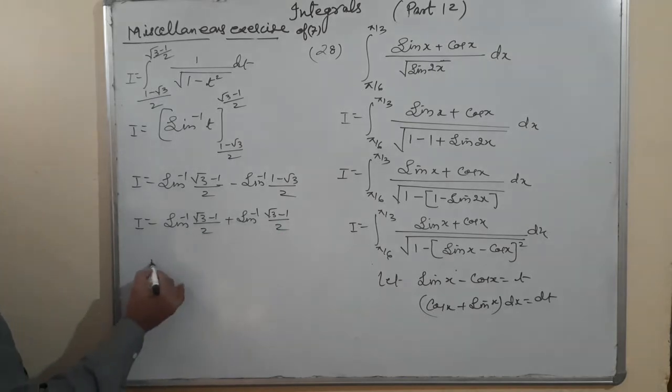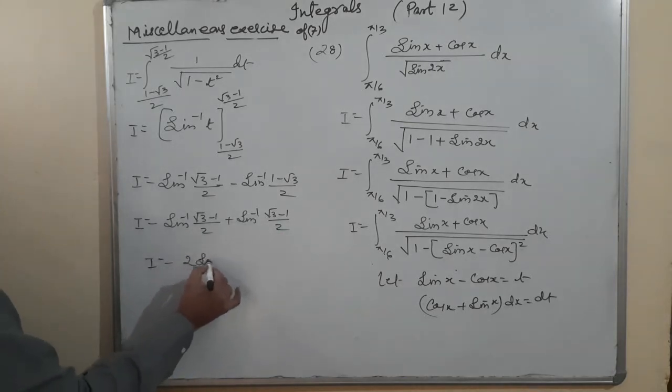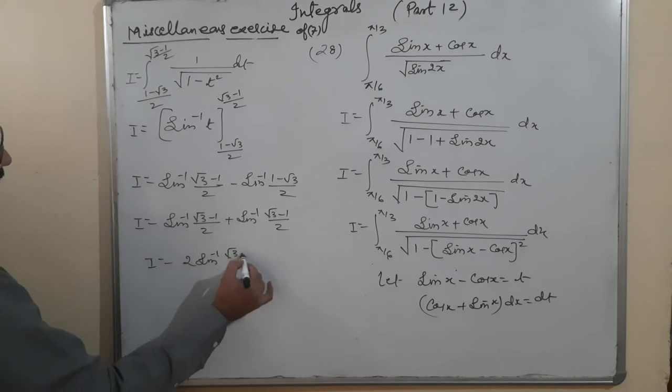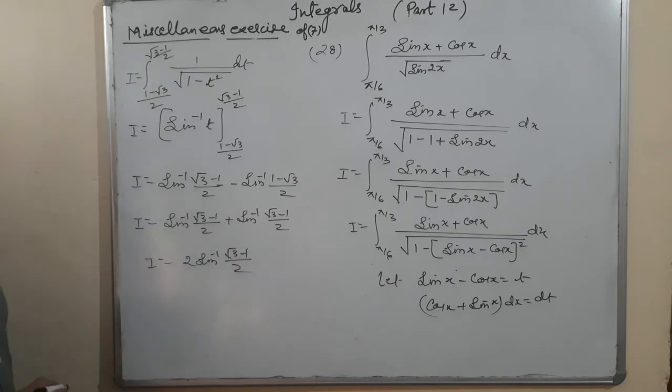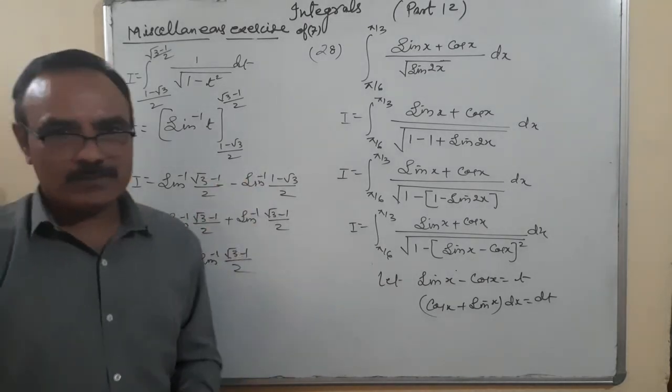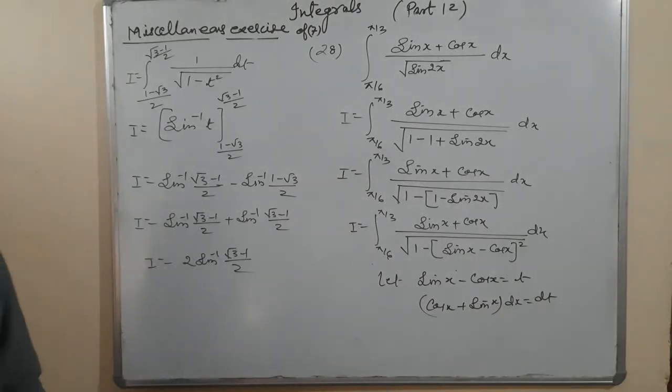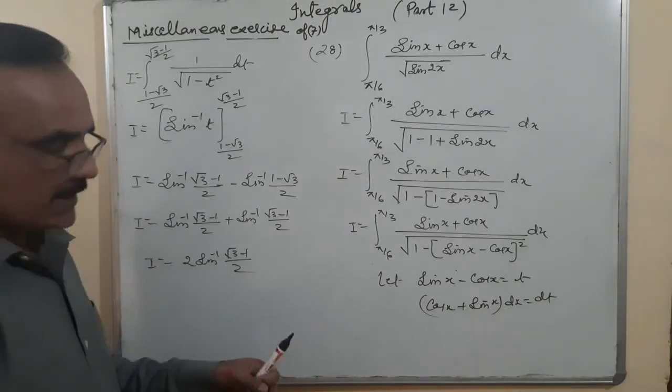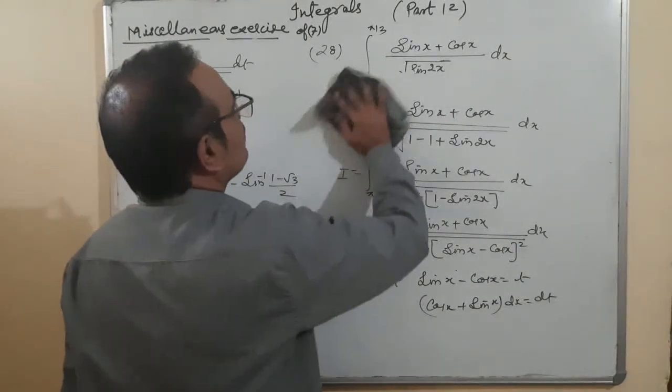Both the terms are same, so it is 2 sin inverse (root 3 minus 1 upon 2). Okay? Because we take the minus sign from here. You know that sin of minus theta is equal to minus sin theta. Okay?